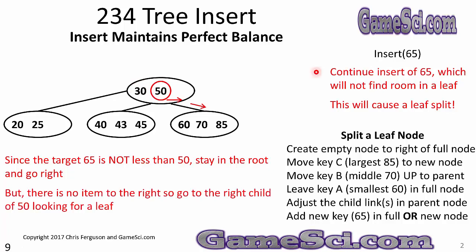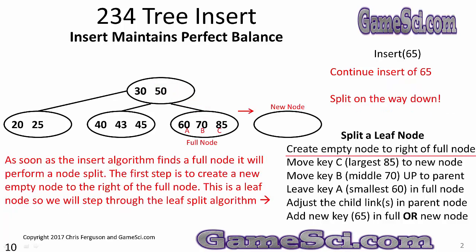Continuing the insert of 65, which will not find room in a leaf, this will cause a leaf split. Since the target 65 is not less than 50, stay in the root and go to the right. But there is nothing to the right of 50. There's no item to the right, so go to the right child of 50, looking for a leaf. Continue the insert of 65.